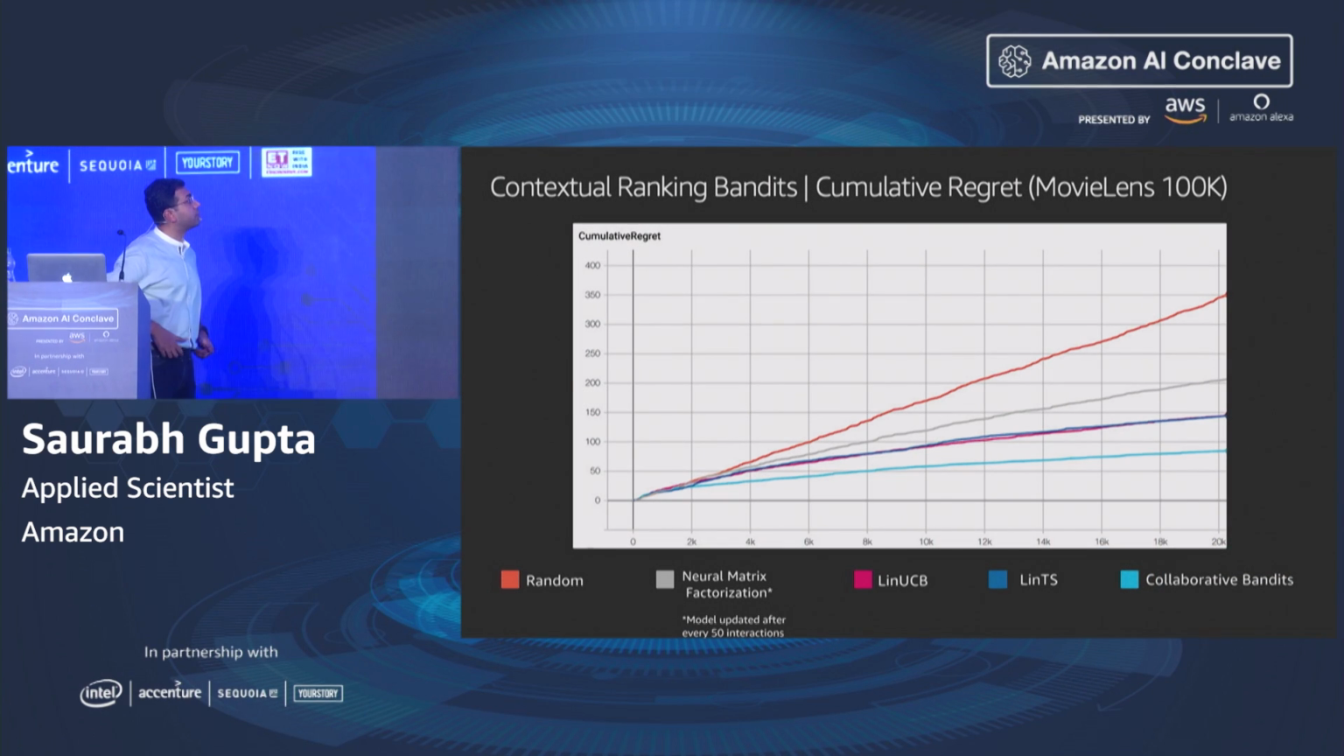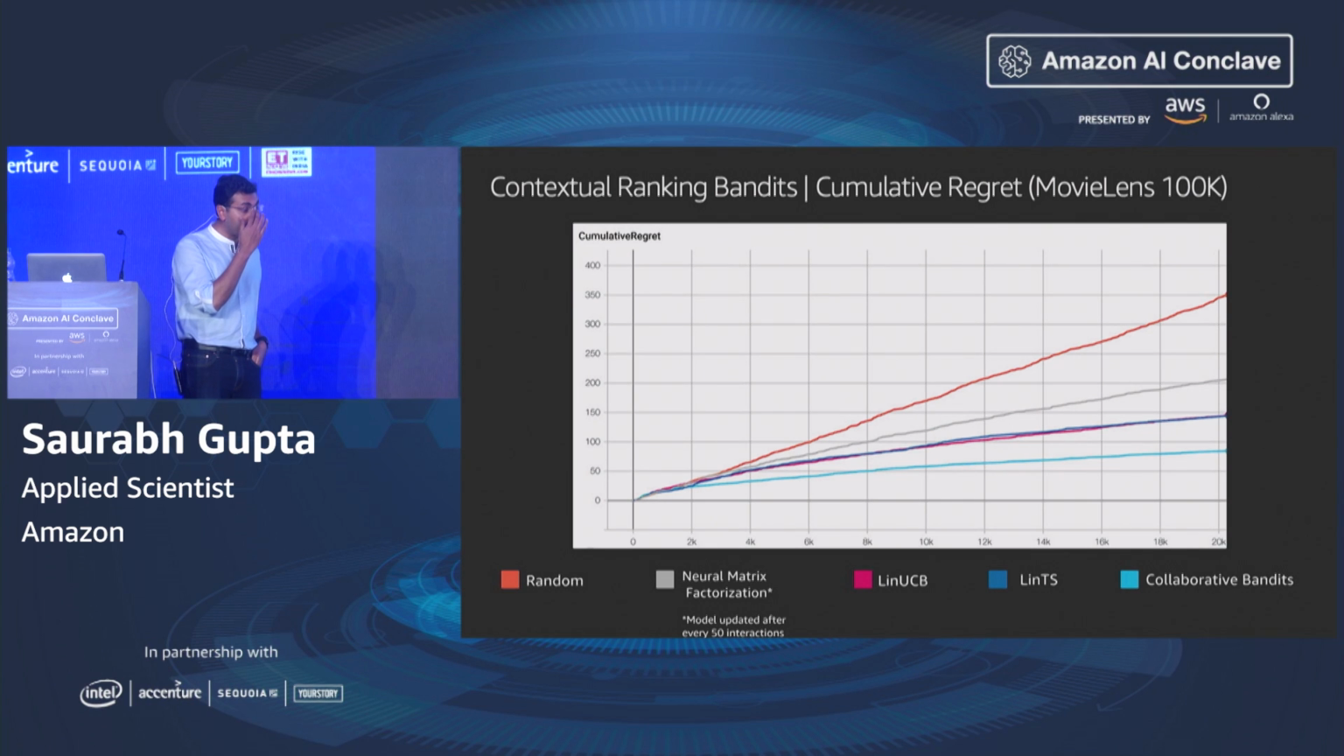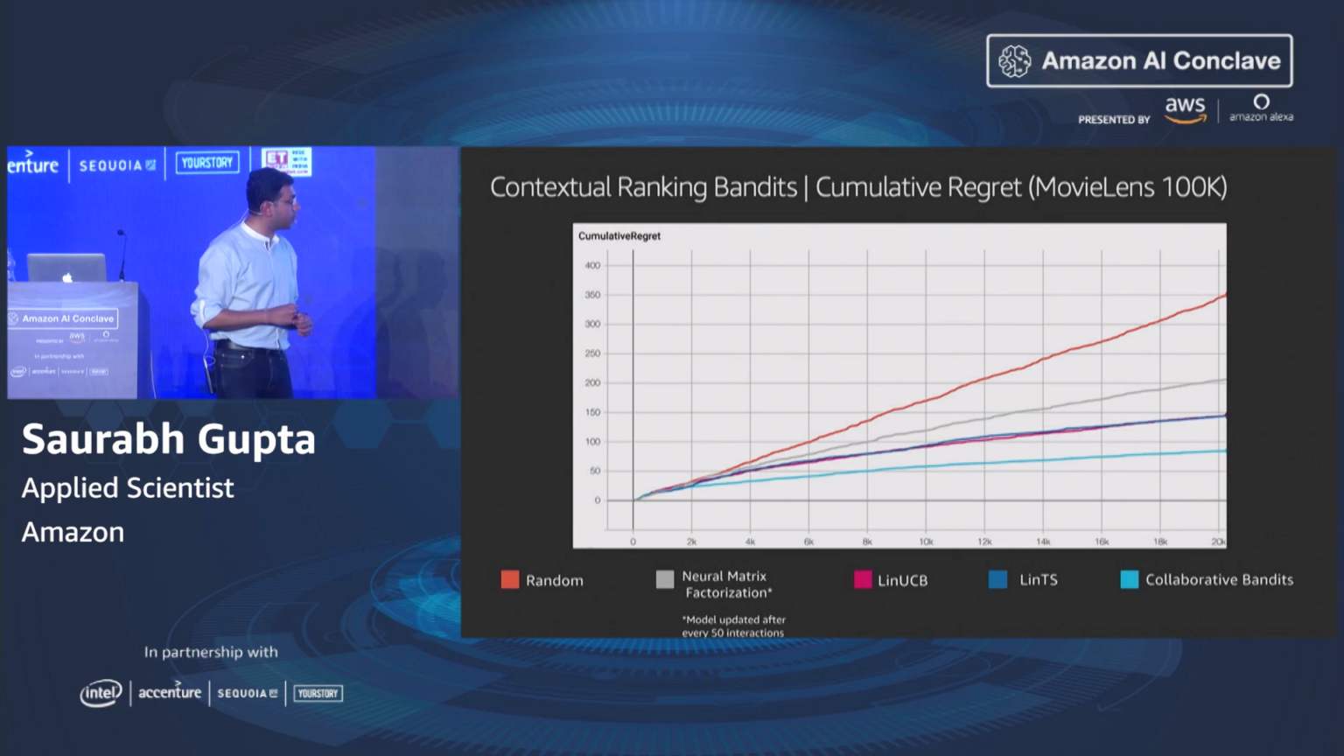Now we'll see how contextual bandits perform on a movie recommender system. We train a movie recommender system on the MovieLens 100K dataset. Bharat is going to explain how we do it. But before we get into that, let's see how these bandits perform compared to the traditional matrix factorization approaches.